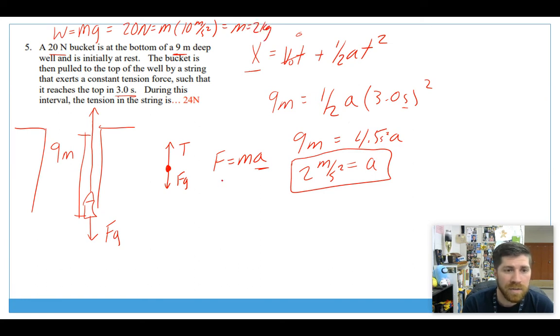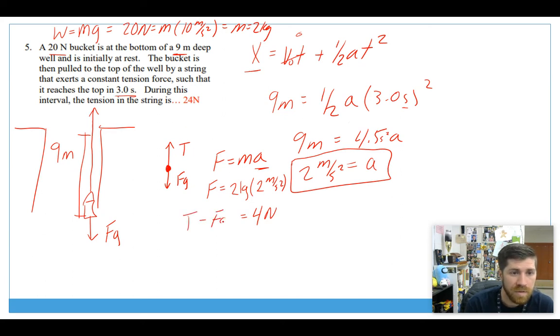So here then I basically have that the net force has to be equal to 2 kilograms times 2 meters per second squared, which means the net force is equal to 4 newtons. So to solve from there, the net force is tension minus Fg, since Fg is opposing tension, which means my tension would be equal to Fg plus 4 newtons, and Fg, that's the gravitational force on the bucket, that's 20 newtons.